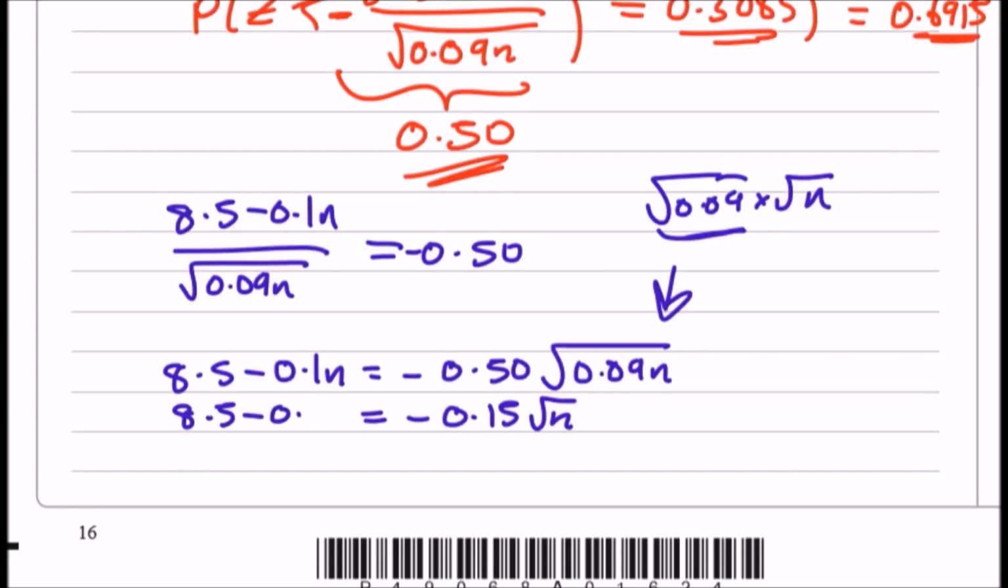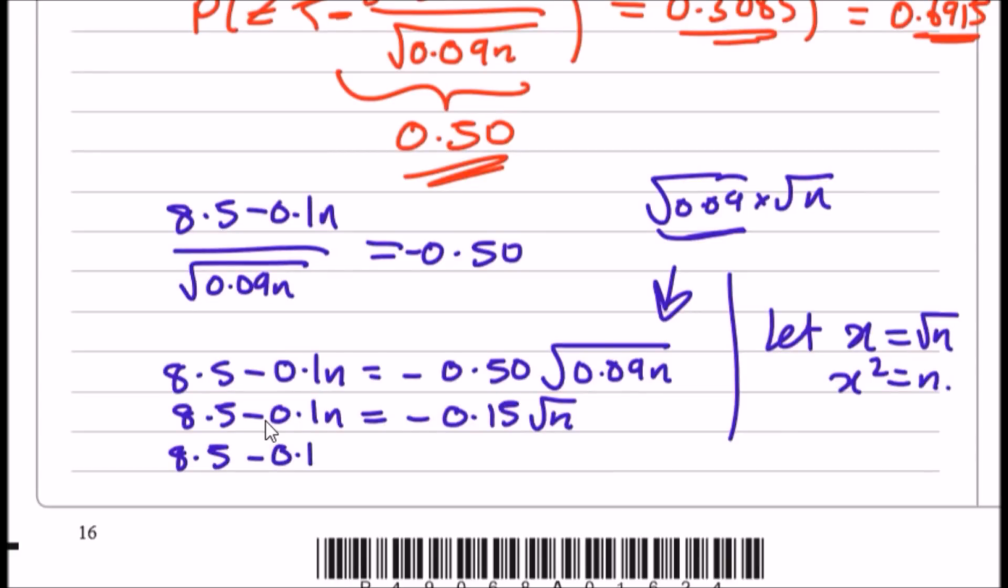Okay, and what do we do from here? This is not very obvious to tell, but this actually becomes a quadratic equation. How do we know? We've got n and root n. If we just say on the side, let x equal root n, if you square both sides, you have x squared equals n. So putting that back in, we have something like 8.5 minus 0.1 x squared, because n is x squared, equals minus 0.15 x. And voila, guys, here's a quadratic.